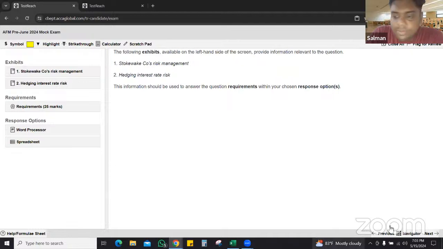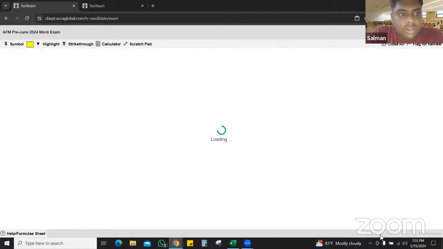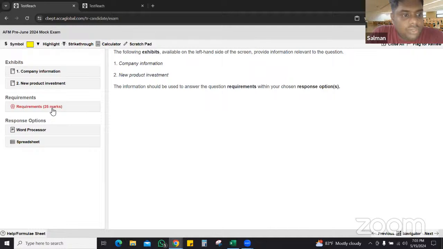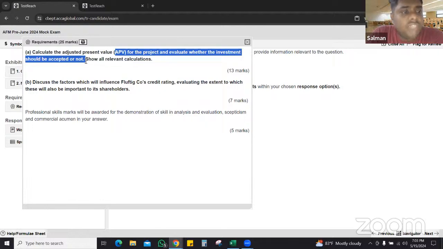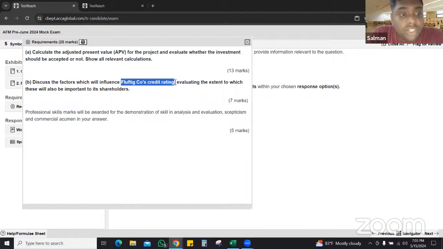Good. The previous question was on APV calculation and evaluating whether the investment should be accepted or not, 13 marks. Discuss the factors which will influence Fluff-Tech company's credit rating, 7 marks, students. You can discuss general factors, but always try to take factors from the exhibit.